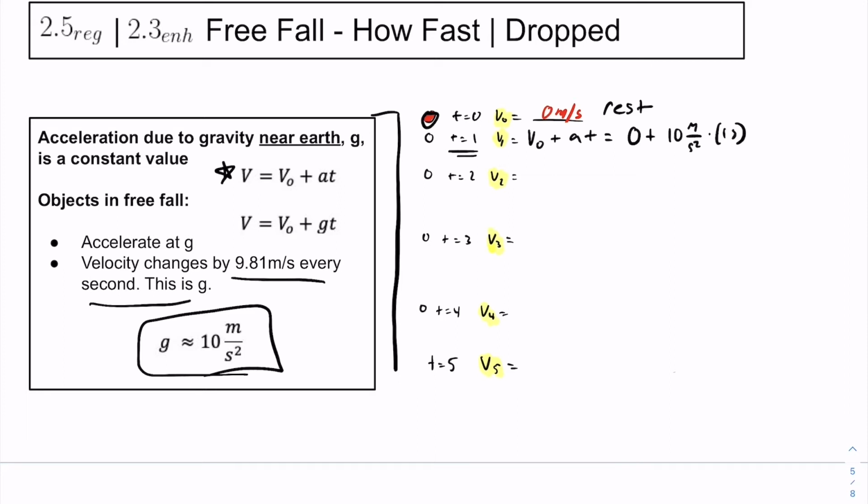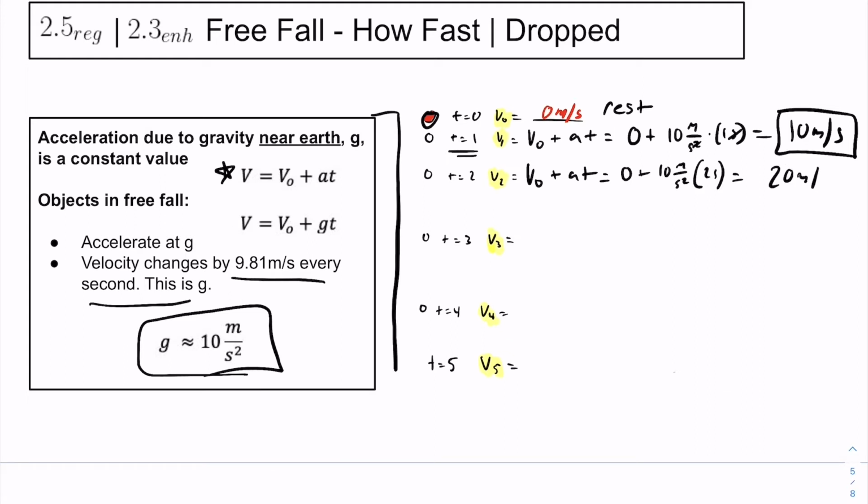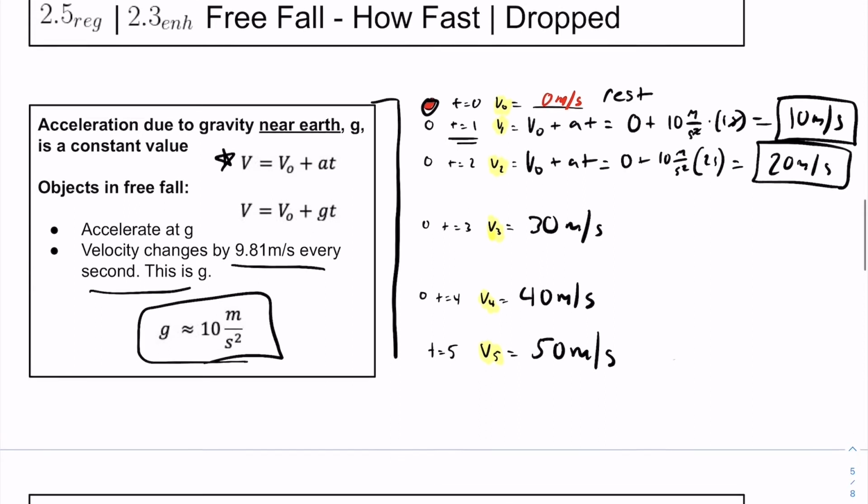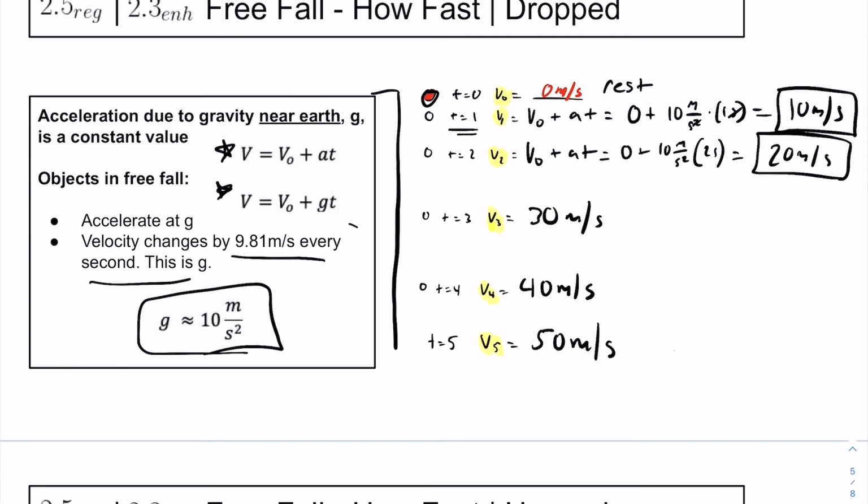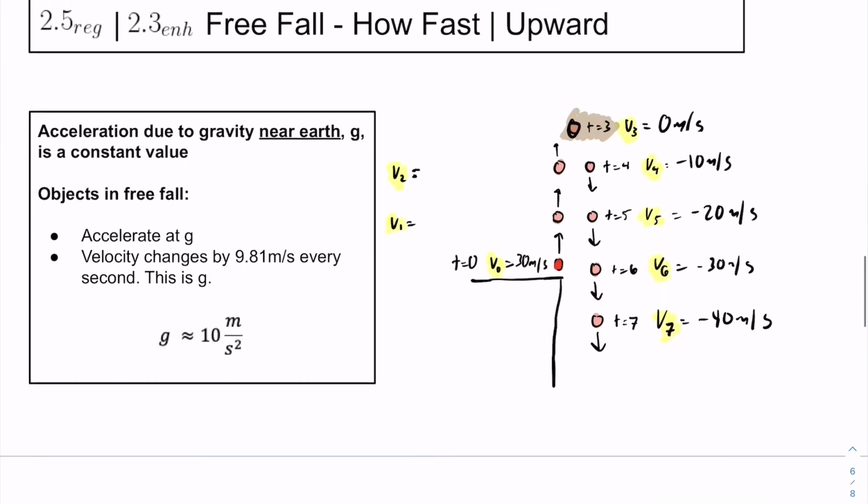After 1 second of fall with no air resistance, we get 10 meters per second of speed. Same thing, we say our initial velocity was 0. At t equals 2 seconds, we have 0 plus 10 meters per second squared times 2 seconds, and we get 20 meters per second. So when objects are falling under the influence of gravity and no air resistance, they're in free fall, our objects are changing their speed by 10 meters per second every second. And it follows this equation. All right, pretty cool, right?